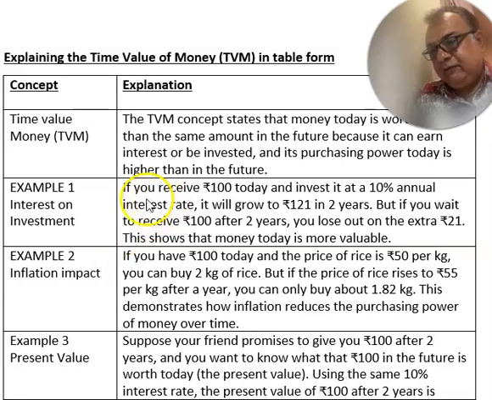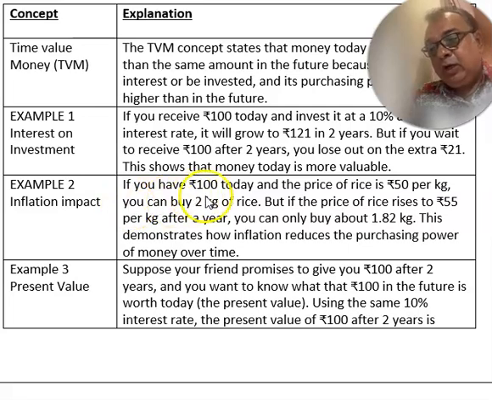Example 1. If you receive 100 today and invest it at 10% annual interest rate, it will grow to 121 rupees in 2 years. But if you wait to receive 100 after 2 years, you lose out on an extra 21 rupees. This shows that money today is more valuable. This is example one, where we have learned about interest on the investment.